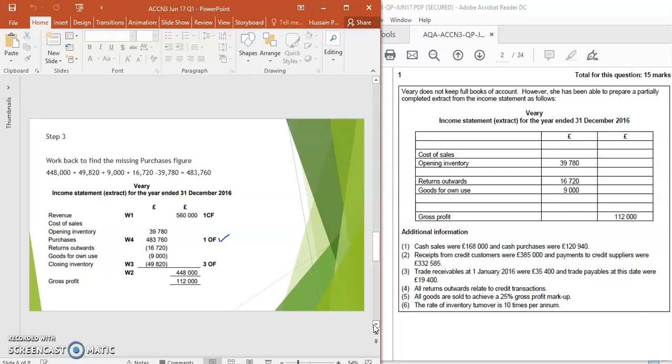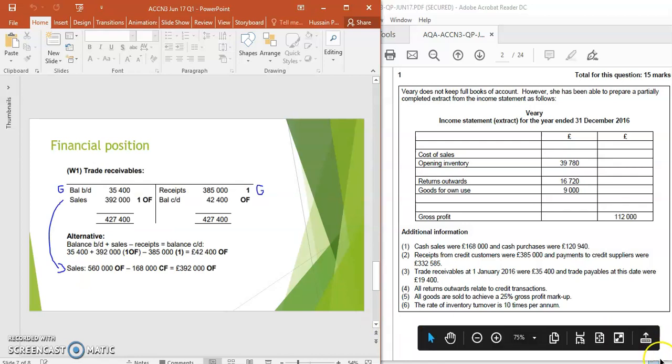Same for revenue, 560 minus 448. Does it give you 112? These basic calculations, they've got to be done, otherwise silly marks are lost. And there you have it. That's step number 3 for part 1 to this question.